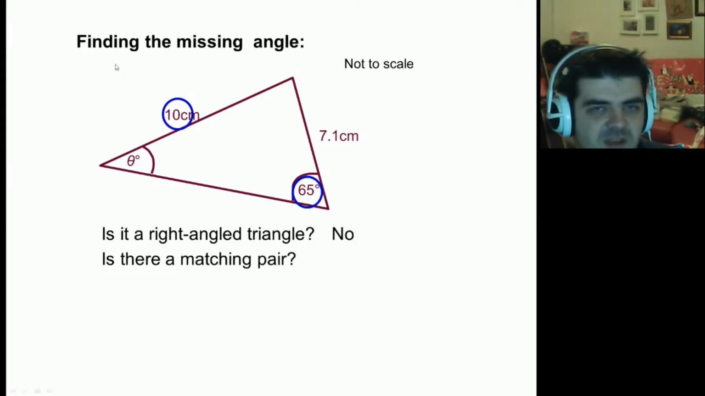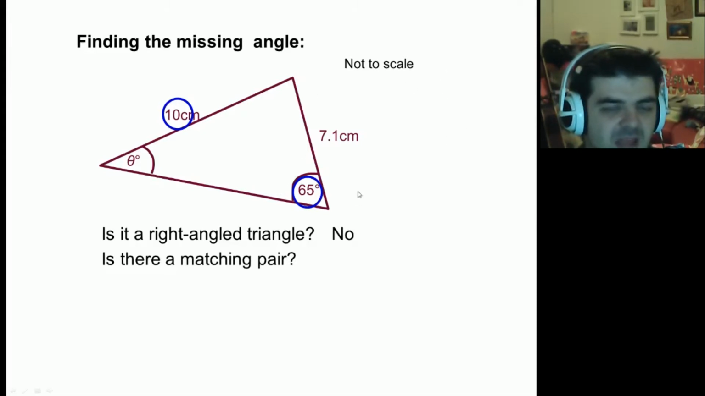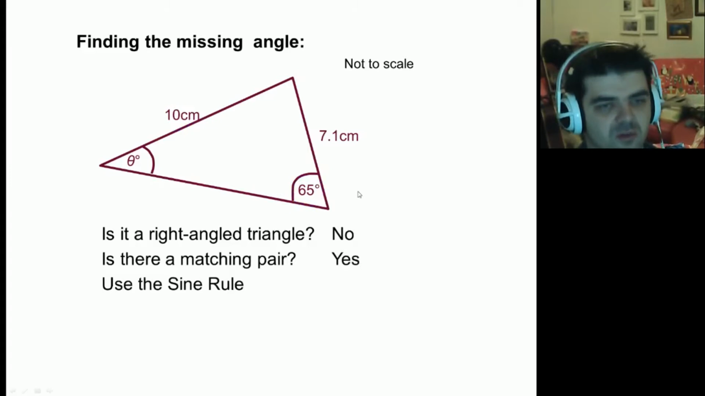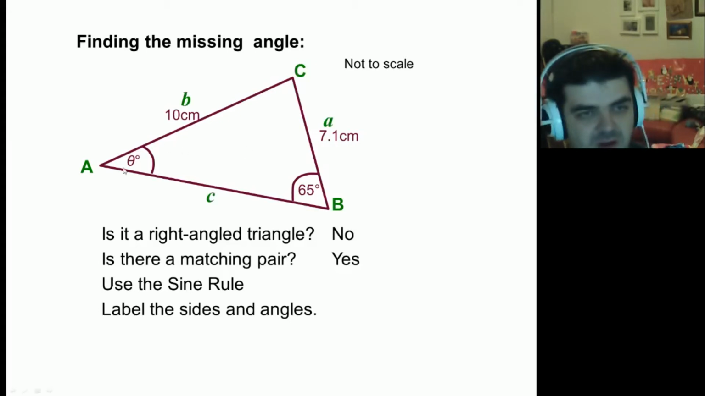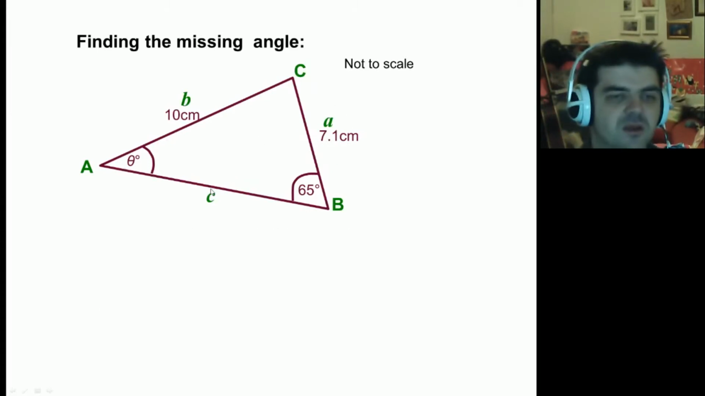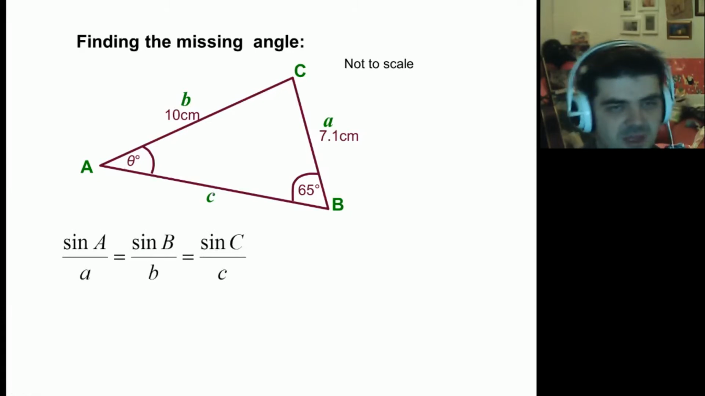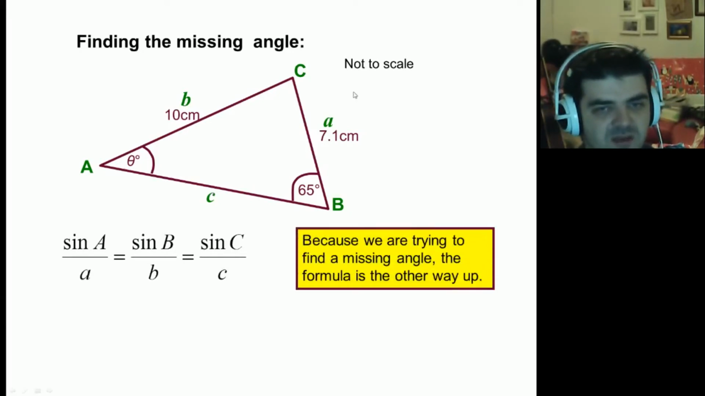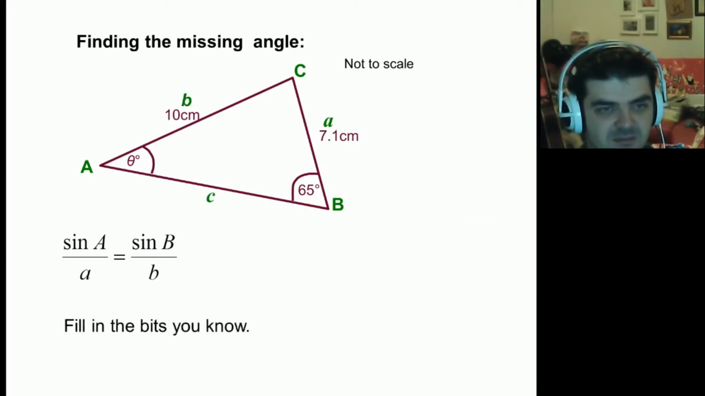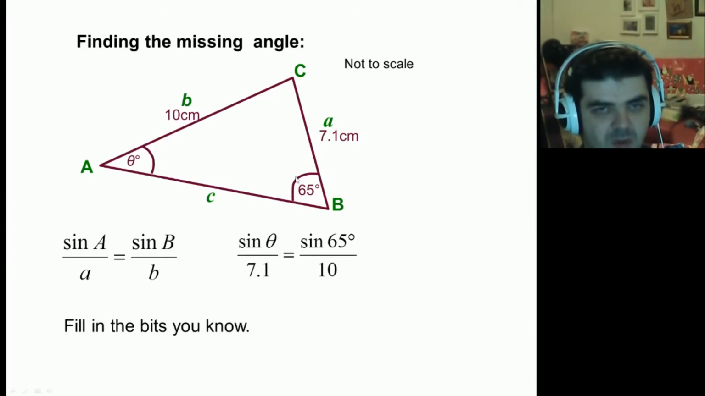Again, an awful lot of these will say not to scale, so that the angles don't confuse you, they don't look right. So we're going to use the sine rule, but this time we're going to use the one with the angles on the top. So we'll label our diagram ABC and our subsequent sides A, B, C. And we use sine A over A equals sine B over B equals sine C over C. Again, we don't need C because we don't know either the side or the angle, so we're going to get rid of that. And we're going to substitute in our values. So sine A is sine theta divided by 7.1 equals sine B, which is sine 65 over 10.